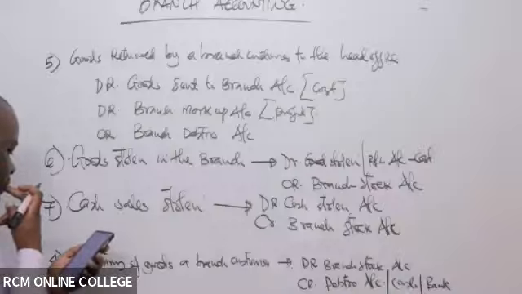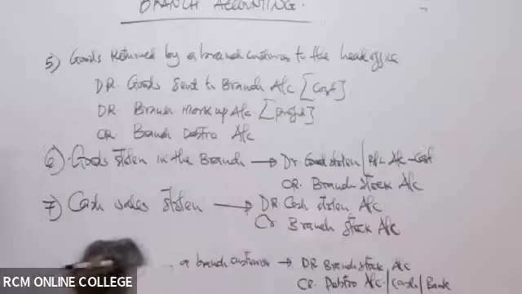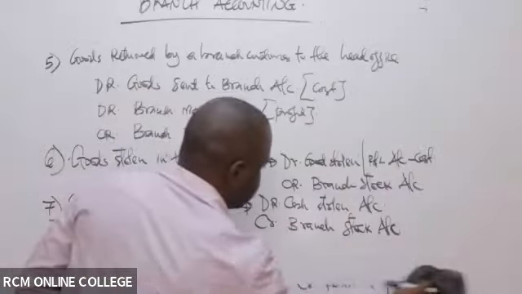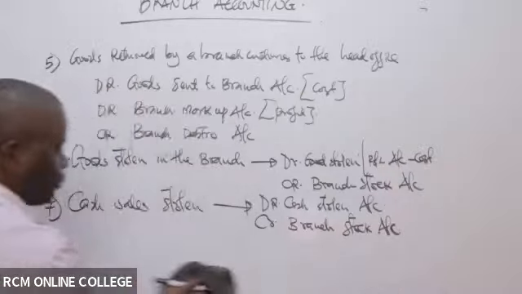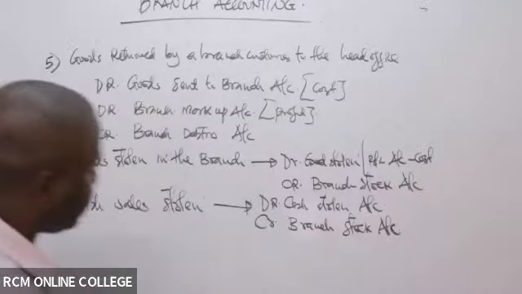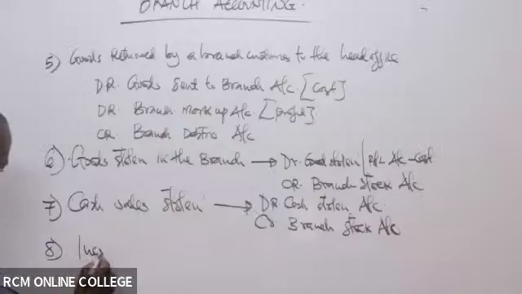Then there can be an increase in price. Another transaction. The branch can decide, in this case, they're going to increase the price of the goods. So they are selling goods there at the branch, but now in that branch, they have decided they'll change the price. So there can be an increase in price in the branch.